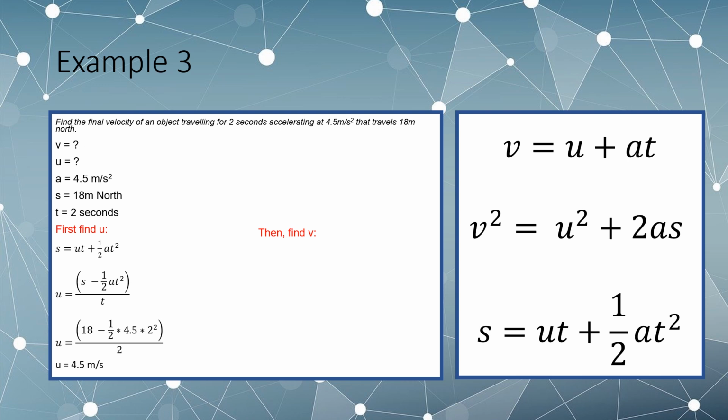Now that we have u, we can look back at our equations and we can see that we have u, a, and t. So we can simply use v equals u plus at to find our v. So v is then going to equal 4.5 plus 4.5 multiplied by 2, which is just going to give us 13.5 meters per second north. Don't forget the north. You will lose marks if you miss your directions. It's always important to write them out as well.